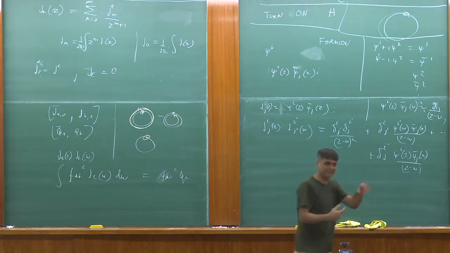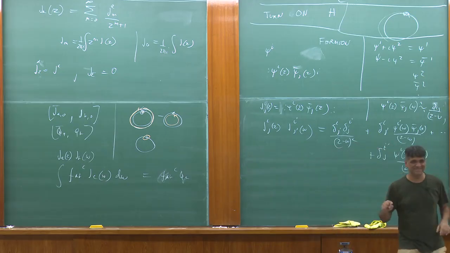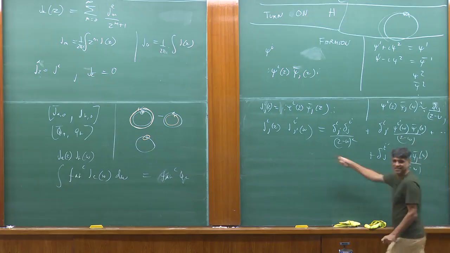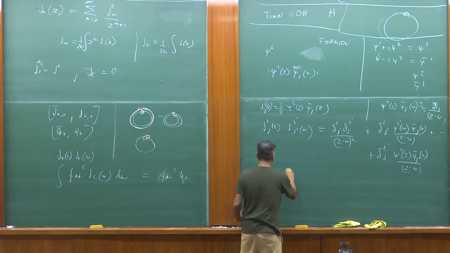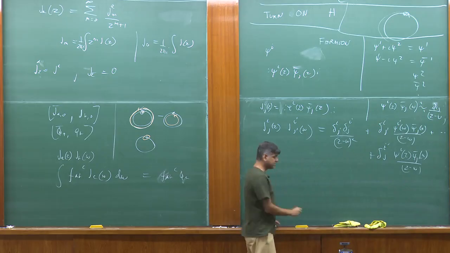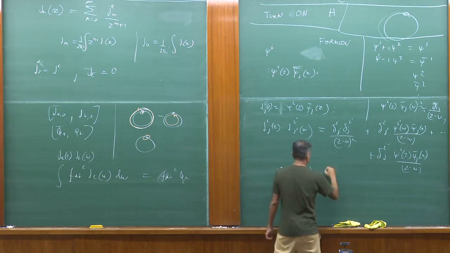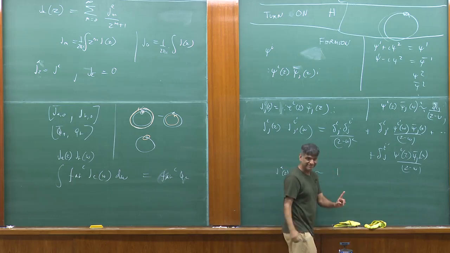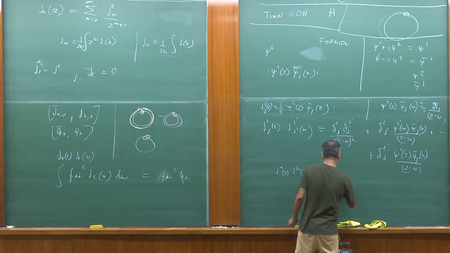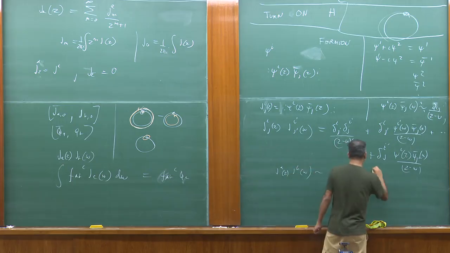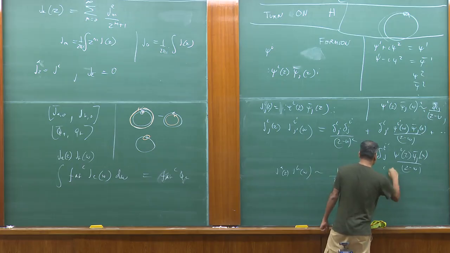Because the generators of U(N) are the ij-th matrix element, and these are the various currents. So you see that what we get here is the Kac-Moody algebra: J^A, J^B, 1 over z minus w, the whole thing squared, plus f^ABC J^C.